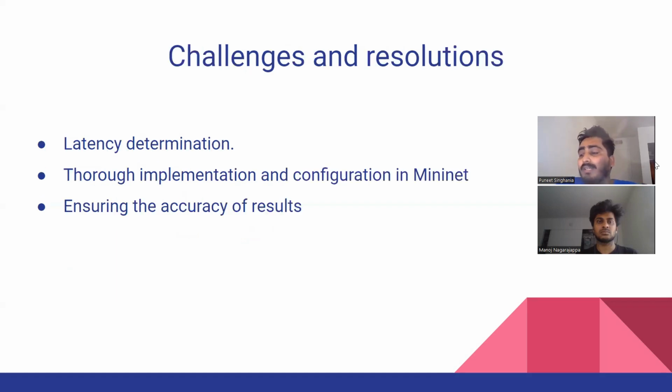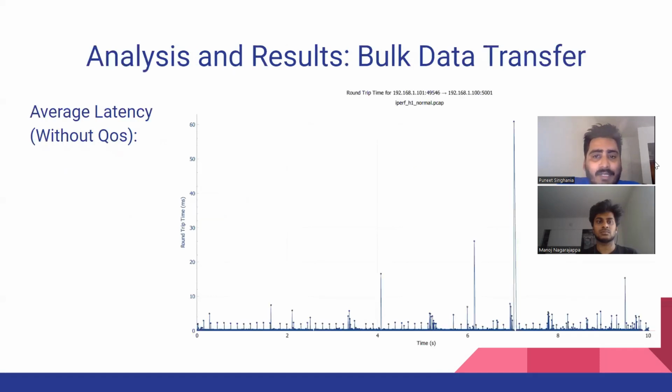Now, coming to the challenges and resolution. Accurately determining latency was one of the challenges. This was resolved by computing the difference between the packet timestamps using the Wireshark timestamp feature. Then thorough implementation and configuration in Mininet were necessary to manage various traffic types, and it was made sure they don't interfere with one another. And the third challenge was ensuring the accuracy of the results, which required multiple iterations of testing and fine tuning of the configurations.